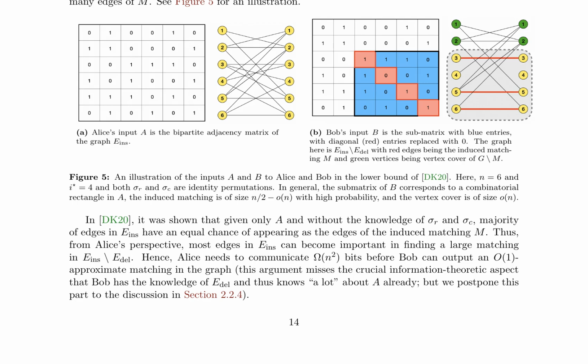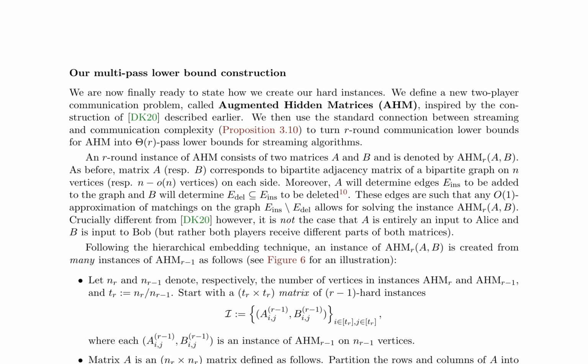Any O(1)-approximate matching algorithm on the graph needs to recover many edges of M. The authors present a multi-pass lower bound construction for the augmented hidden matrices (AHM) problem, a two-player communication problem. The construction involves hierarchically embedding many instances of AHM_{R-1} into a larger instance of AHM_R, creating a hard instance.